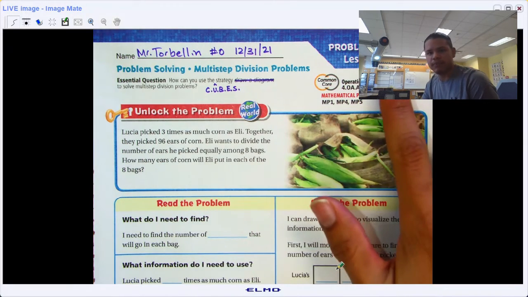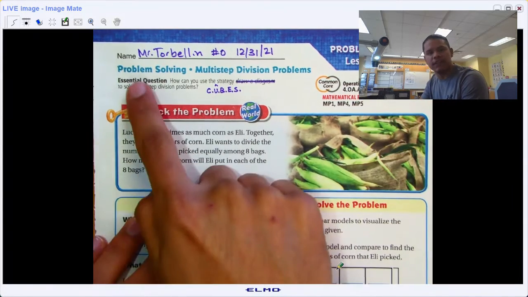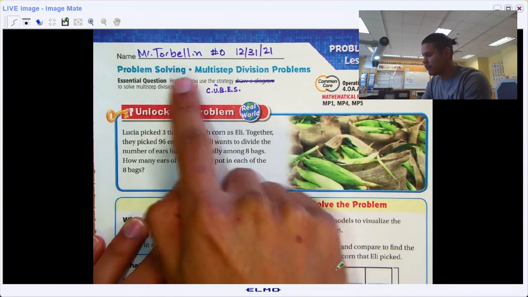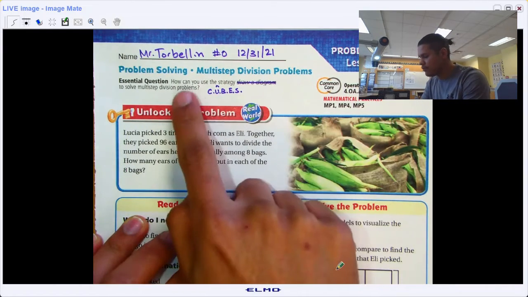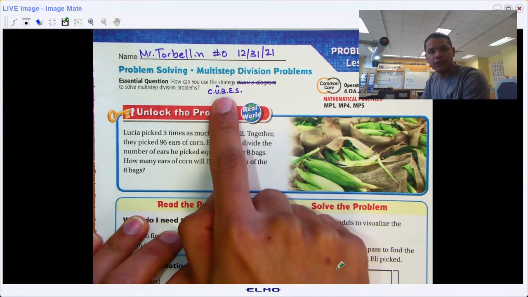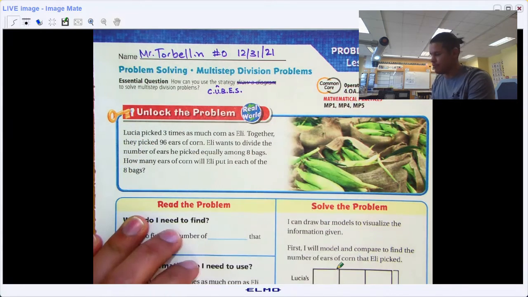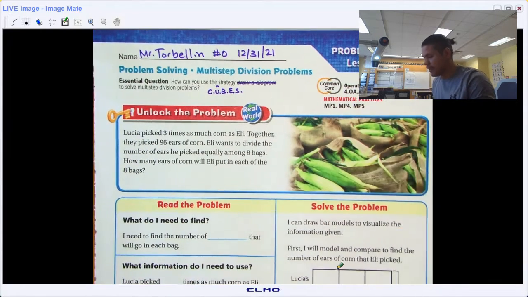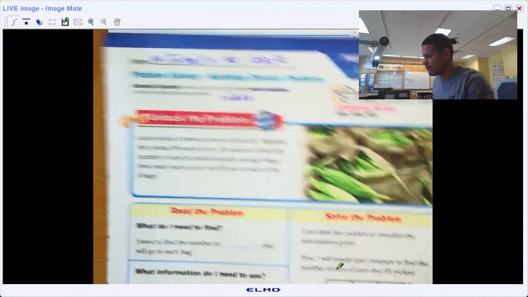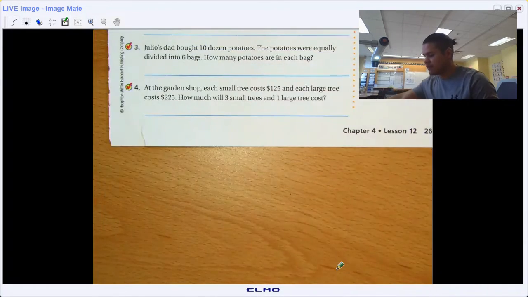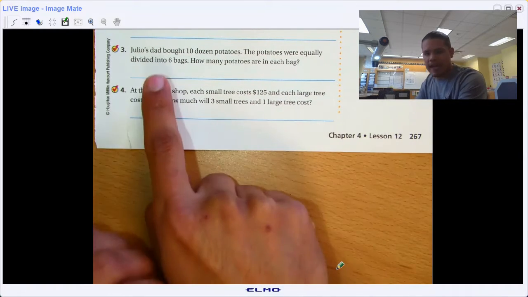Today we are going to be working on lesson 4.12, and the title of today's lesson is Problem Solving Multi-Step Division Problems. So our central question is, how can you use the cubes strategy to solve multi-step division problems? Again, we're not using the draw diagram, we're going to be using the cube strategy. So let's take a look at question number 3 on page 267. Follow along as I read.